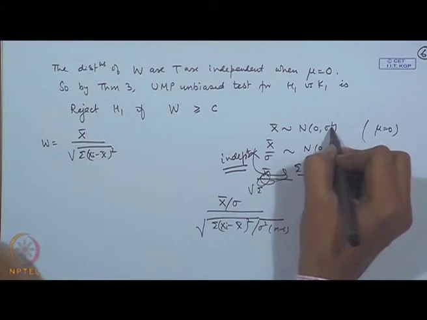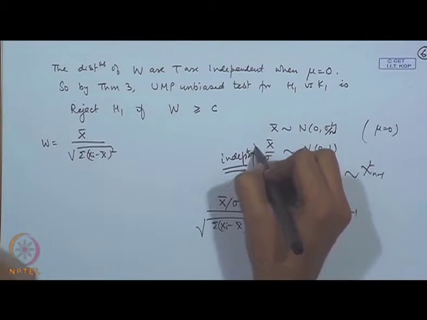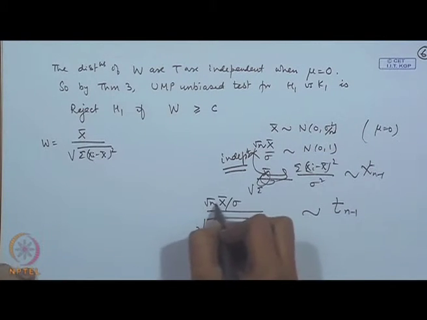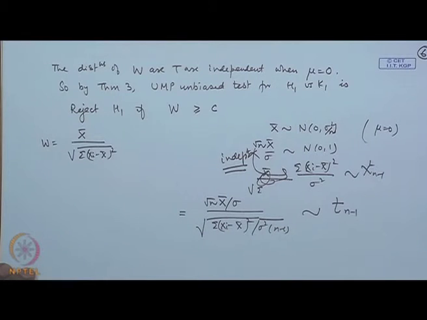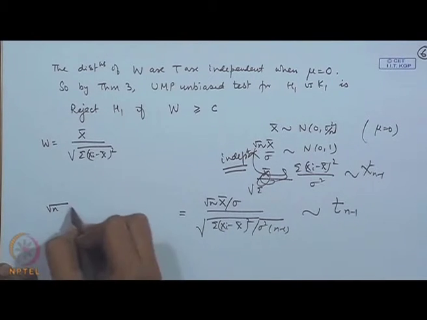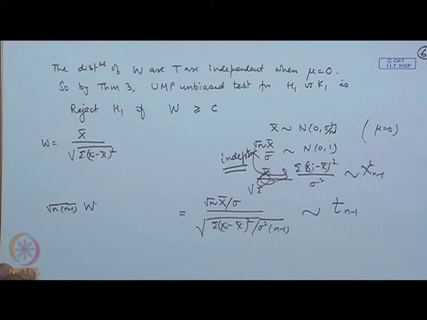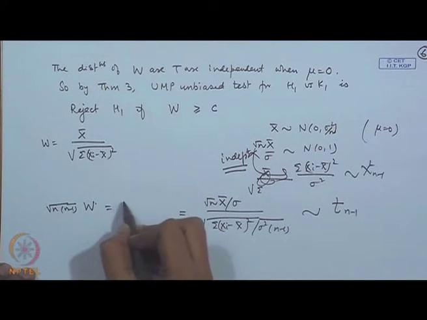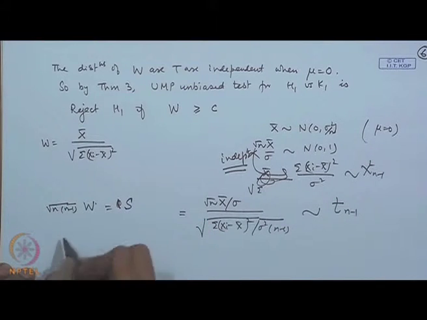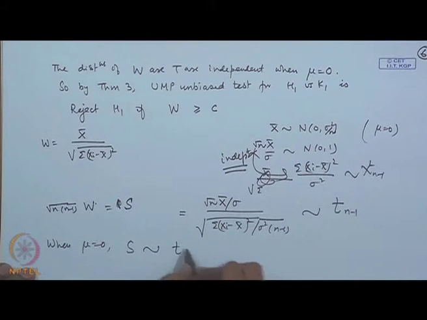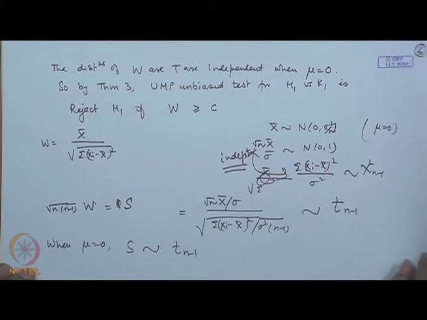There is a small mistake here, this will be divided by n. So, here I will have to put square root n. So, this is square root n, that means it is equal to square root n into n minus 1 W. So, we can define this as, let me call it S. So, when mu is equal to 0, S follows T distribution on n minus 1 degrees of freedom.